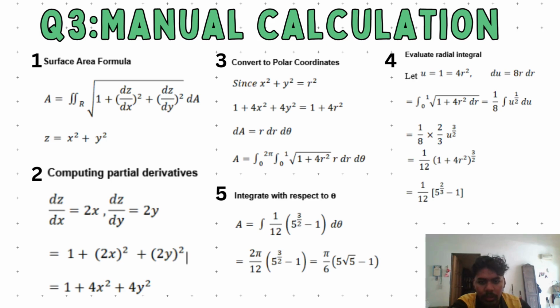The last one we will integrate with respect to theta. So the final answer we get is pi over 6 times (5 square root of 5 minus 1).